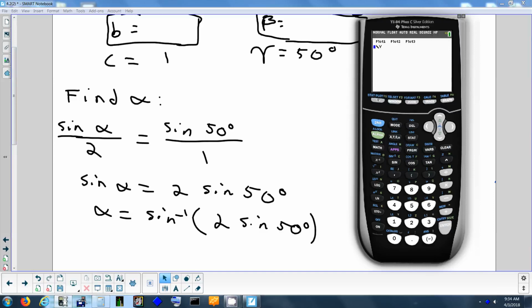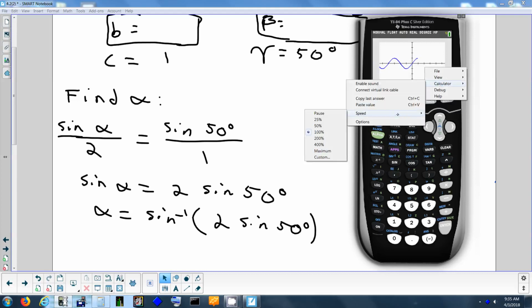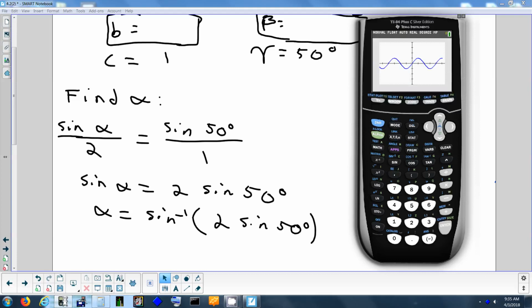Well, why does that really matter? Because if I graph sine of x, and I graph whatever the number we just had was. What was it? 1 point.